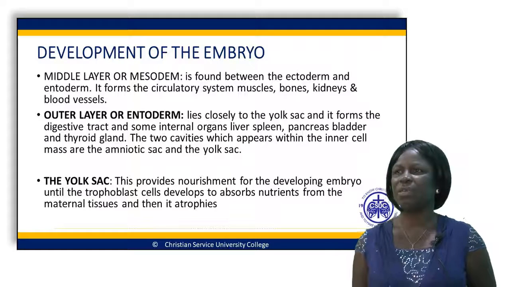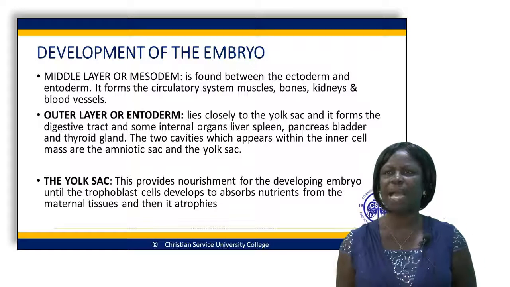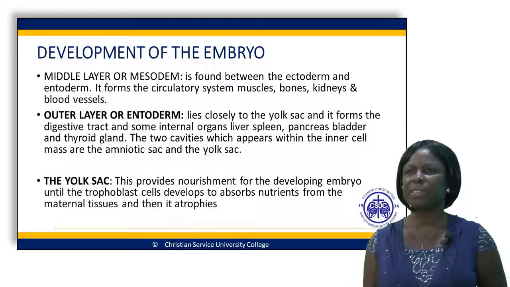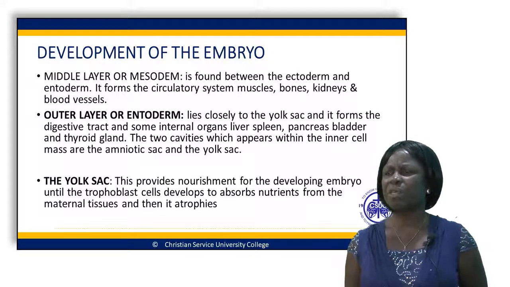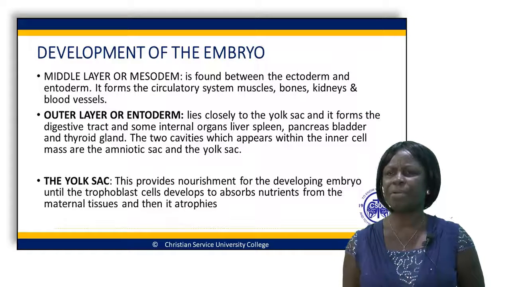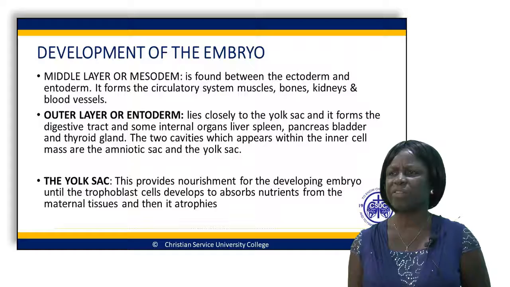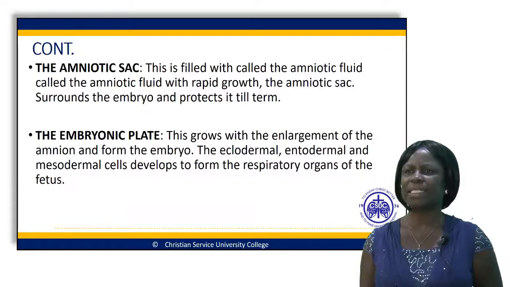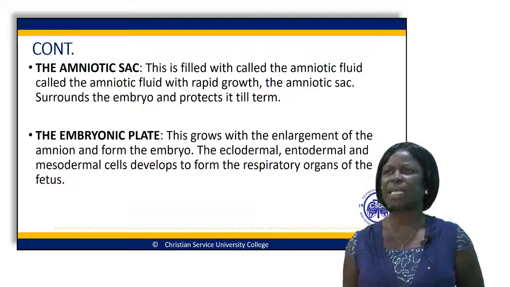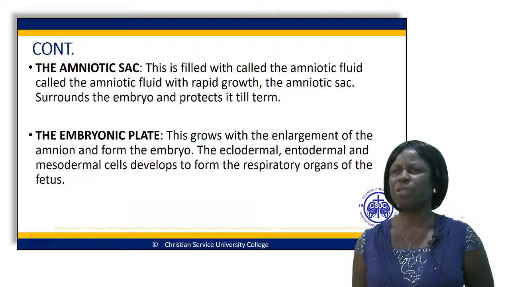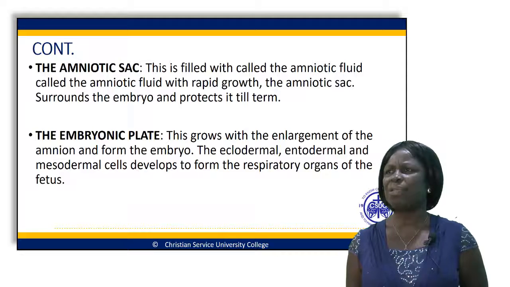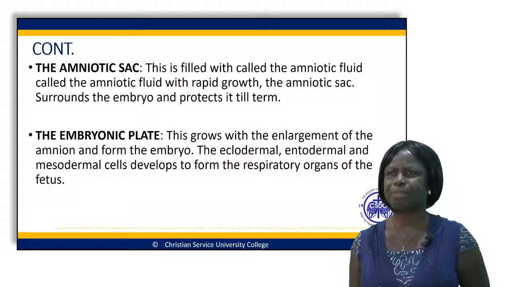The 2 cavities which appear within the inner cell mass are the amniotic sac and the yolk sac. The yolk sac provides nourishment for the developing embryo until the trophoblast cells develop to absorb nutrients from the maternal tissues, and then it atrophies. The amniotic sac is filled with fluid called the amniotic fluid with rapid growth. The amniotic sac surrounds the embryo and protects it till term.